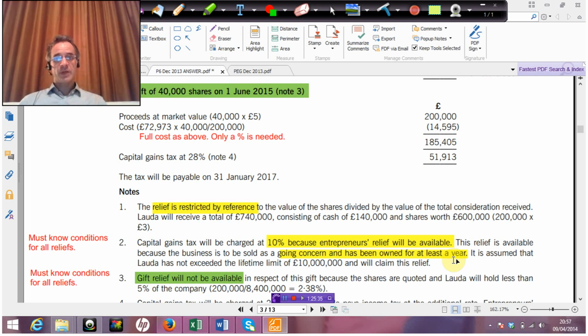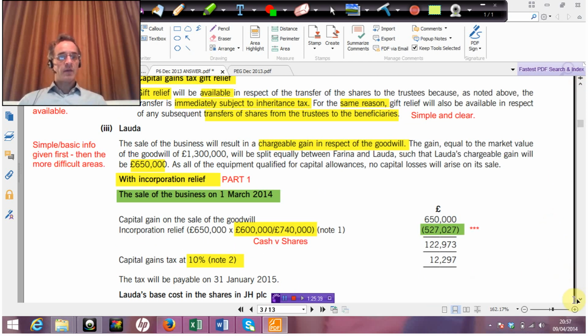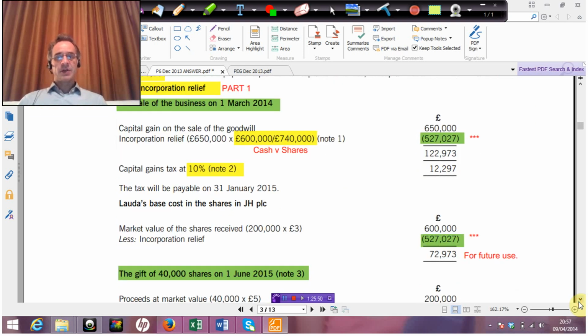Okay, so if we move back up, so far what we have is an incorporation relief claim and tax at 12,297. Now in terms of the base cost of the shares, this is what I was talking about earlier on. What we do with incorporation relief is, if we've sheltered this amount of the gain, we've basically taken that out of the tax equation completely. But where have we put it?